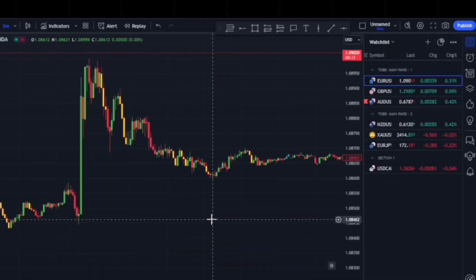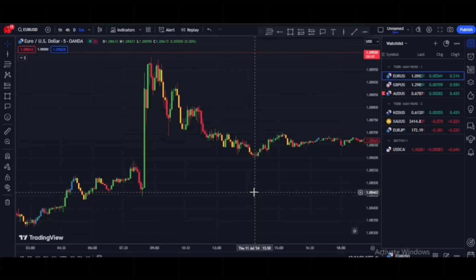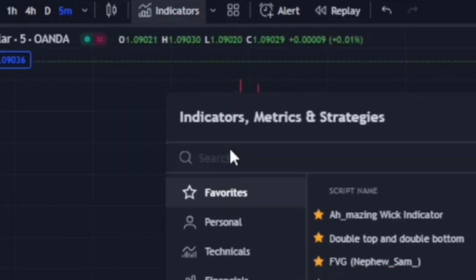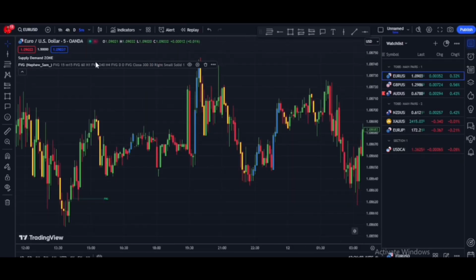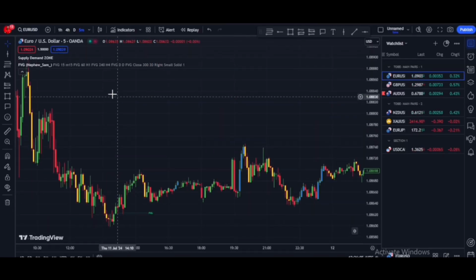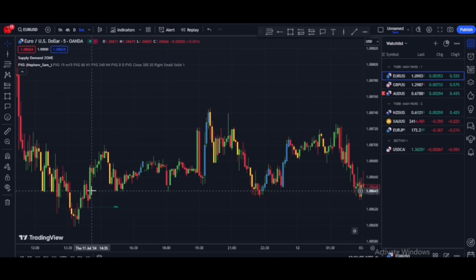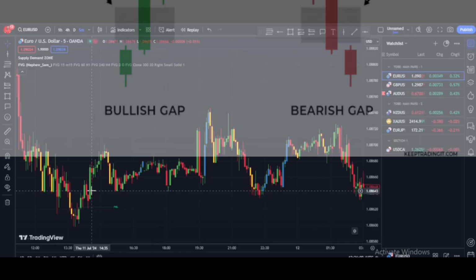This is by far the easiest way to trade the ICT silver bullet strategy. First, you want to come to the indicator section here and search for an indicator called FVG. I recommend using this FVG by Nephew Sam. Click that and add that to your chart, because it's going to help you plot out the most precise fair value gaps.